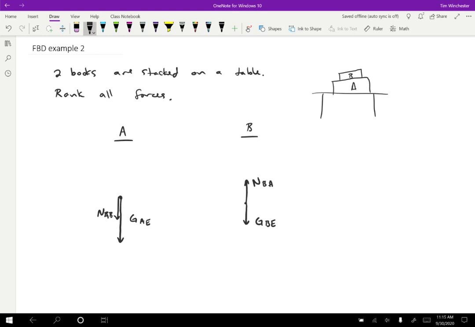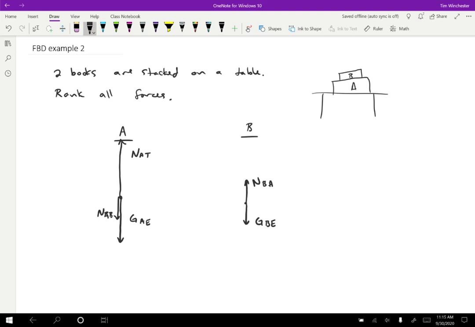Finally, we know A is not moving, and so A must be in equilibrium. It must have no net force. So there must be some other upwards force that's big enough to cancel both the weight of A and also the normal force from B pushing down on A. And that is going to be a normal force on A by the table. Okay, so that will be as large as the other two forces on A put together.